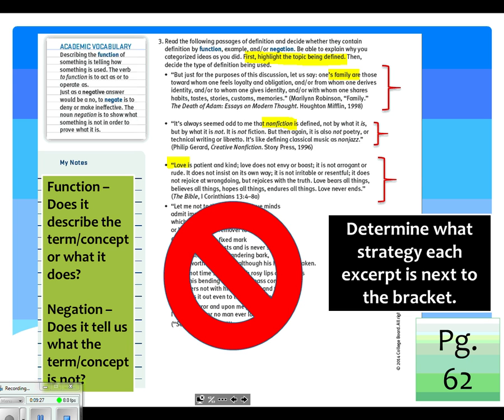So could you read the first quote for us, please, Jaden, without the Y? Just for the purposes of discussion, let us say what are those towards nurturing oneself, loyalty, and obligation.